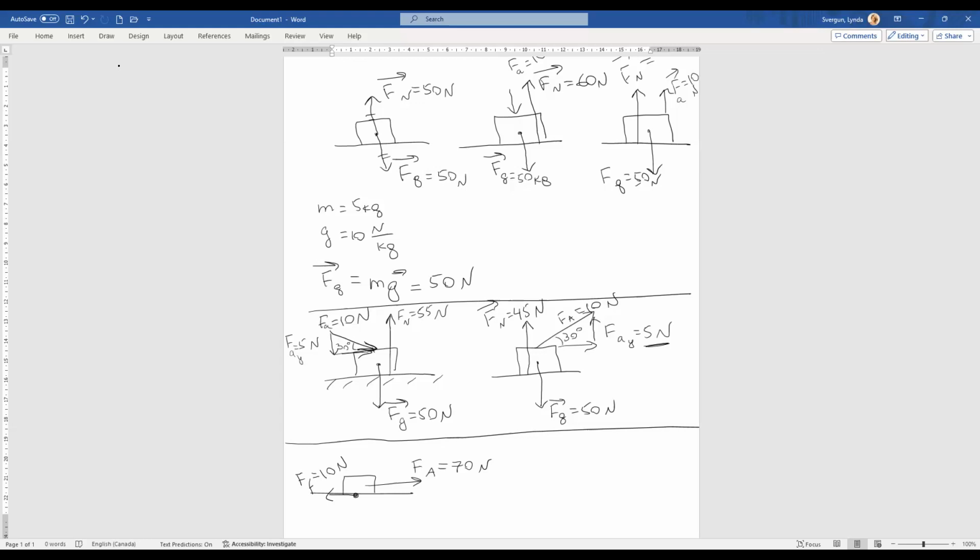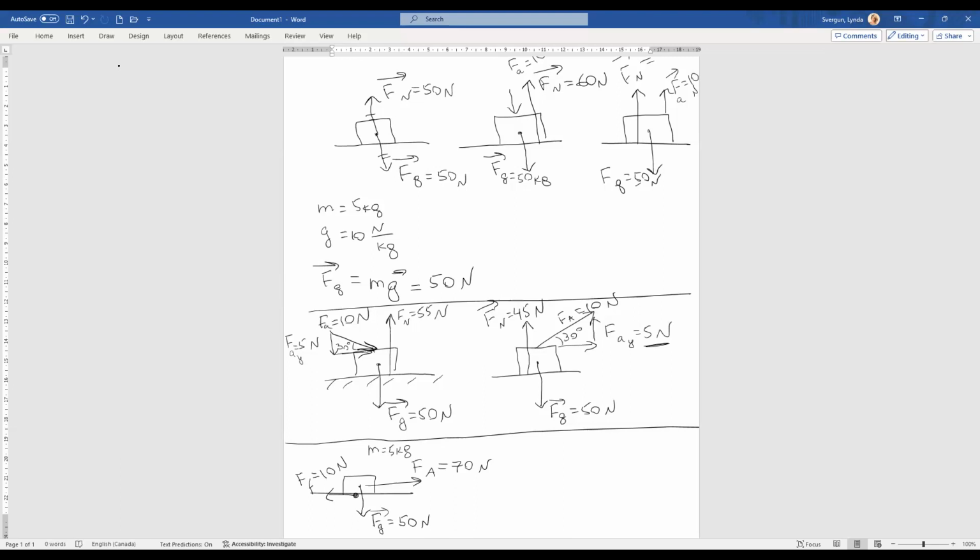Okay, the mass of the object is the same, but now the object is 5 kilograms. So let's show all forces that act on the object. The force of gravity is mg, so 5 multiplied by 10, 50 newtons.